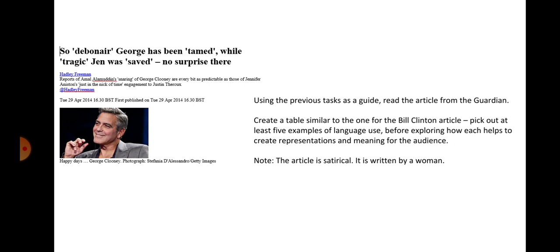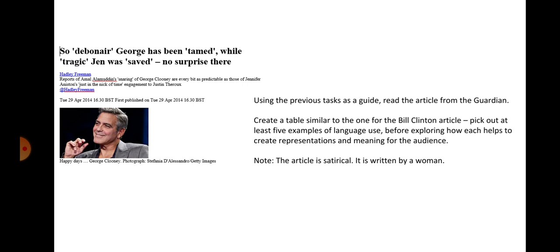This is a similar sort of article that satirizes it in a different sort of way. So it just says here, create a table similar to the one for the Bill Clinton article. Pick out at least 5 examples of language use before exploring how each helps to create representations and meaning for the audience. Now, notice 2 things.